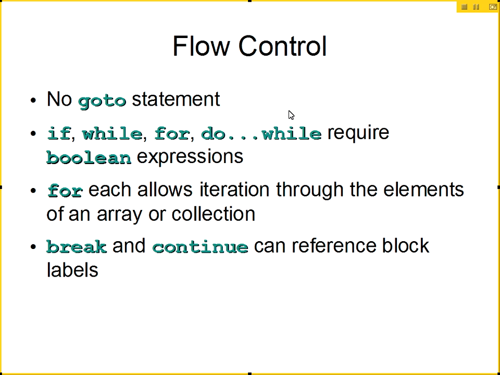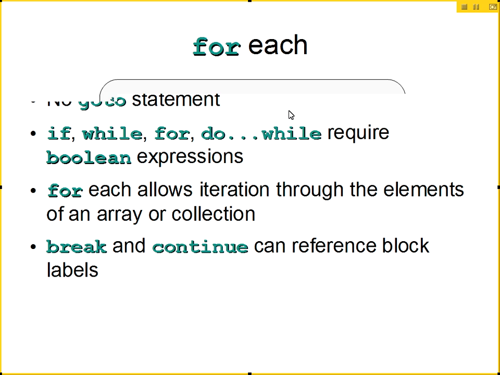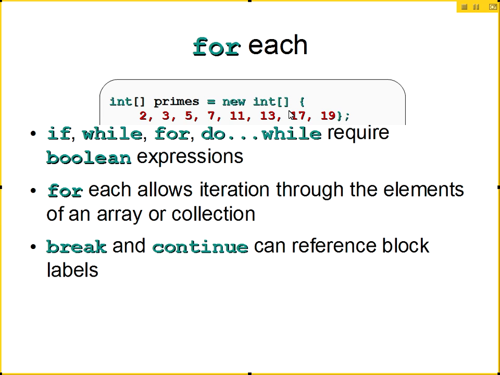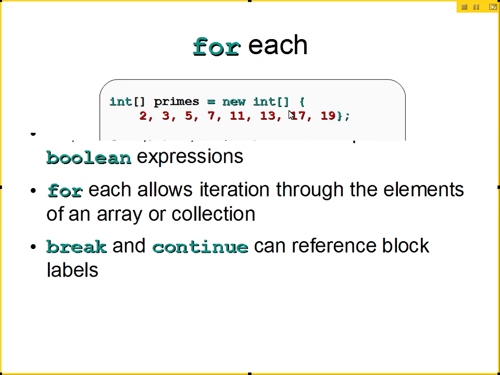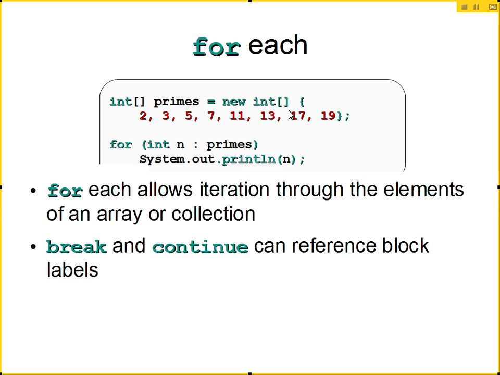Here's an example of that for each. I define an integer array up here. This is a statically defined array. So I call new on the primitive int, and I put the square brackets on there to say that I'm creating an array, which is an object, so we use the new keyword. Then I use the curly braces to give the initial values of that array and assign it to the primes variable.